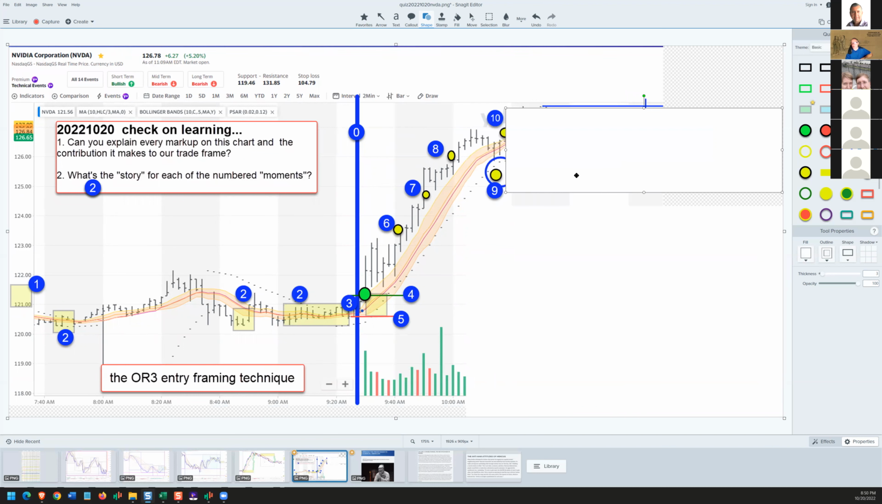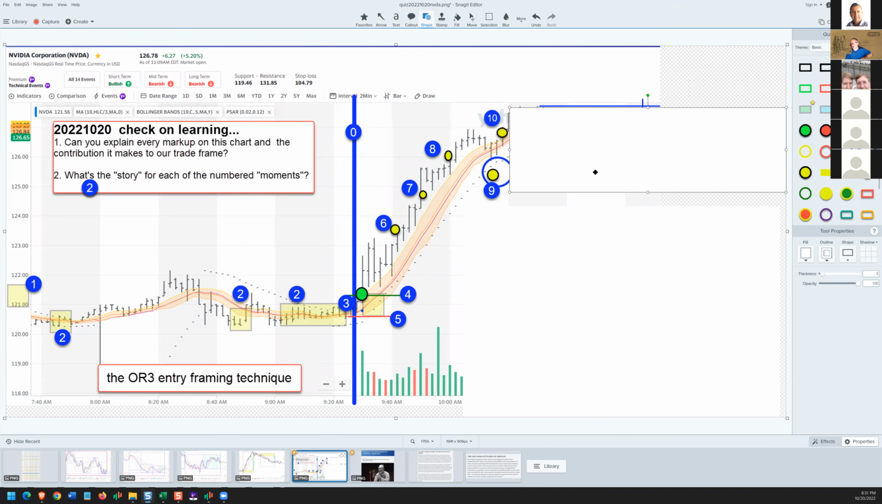9 was a test of the PSAR exit. It came very close. I wouldn't be offended if you had taken the exit when the price crossed through the dragon. But I was trusting the PSAR on this one. At 10, if you had taken the exit at 9, then 10 would have been a 1, 2, 3 re-entry. Could have also been a fifth position.